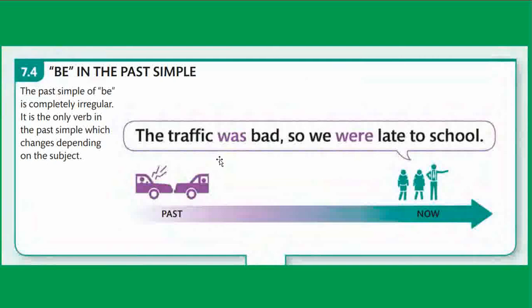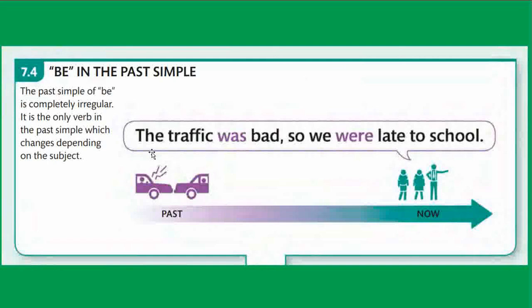Let us look at the next pointer, the be in the simple past or the past simple. The past simple of be is completely irregular. That means it doesn't follow any of the stated rules. It is the only verb in the past simple which changes depending on the subject. Depending on the subject means if the subject is in the first person, I will change to I was, or if you were mentioning, for example, she was, or if you're mentioning they were, that is how the be form is changing.